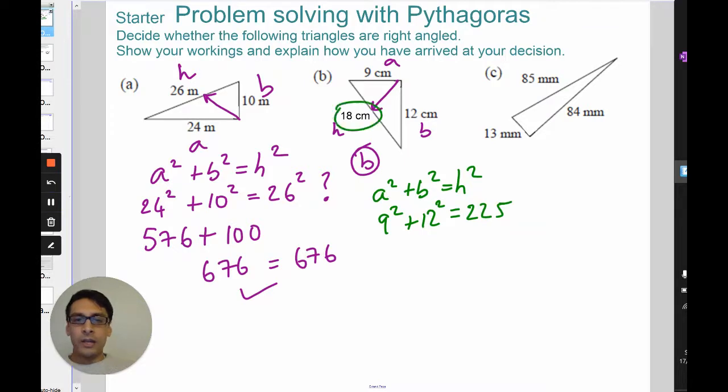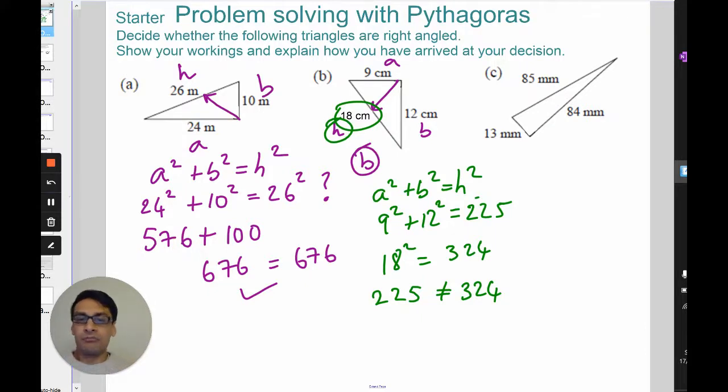Now I need to work out H squared. So 18 squared equals 324. Now 225 is obviously not equal to 324. So Pythagoras doesn't apply to this triangle. In other words, this is not a hypotenuse. Even though it's the longer side, the reason it's not a hypotenuse is this is not a right angle, as we've just discovered, because Pythagoras is not true for this. Okay, last question. If you haven't done it, pause the video.